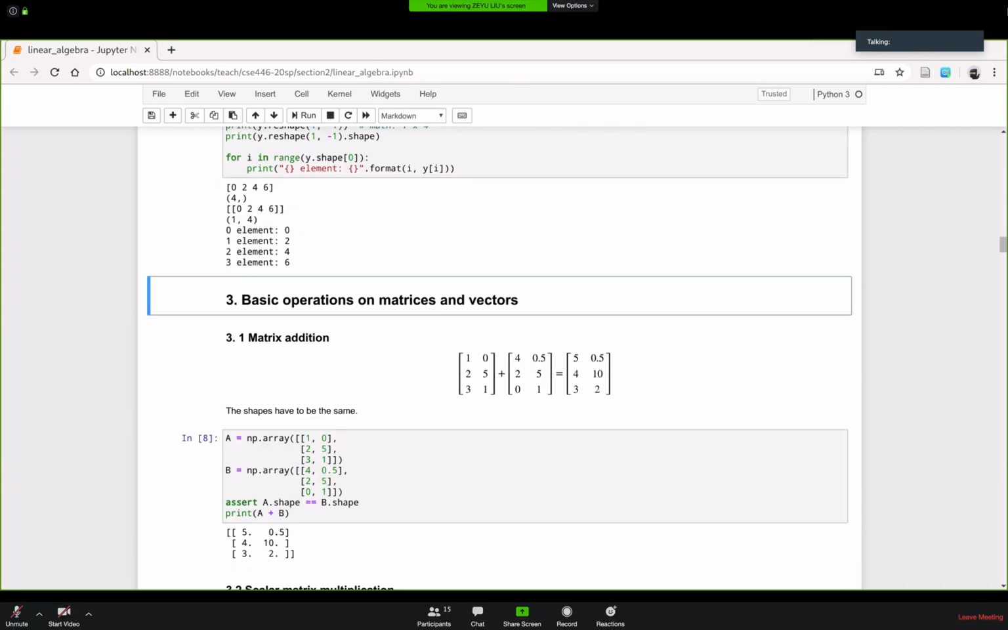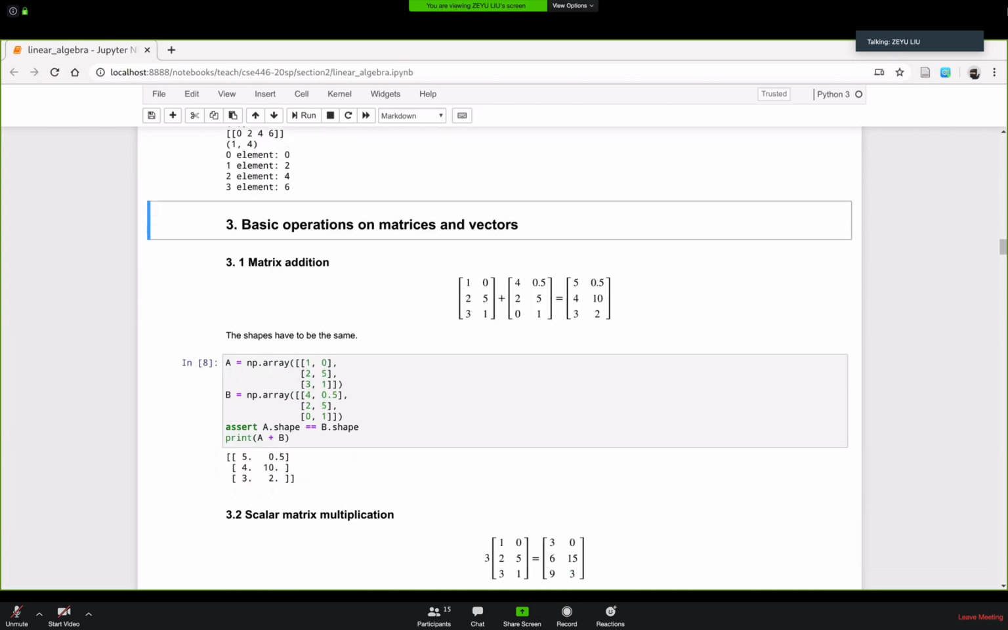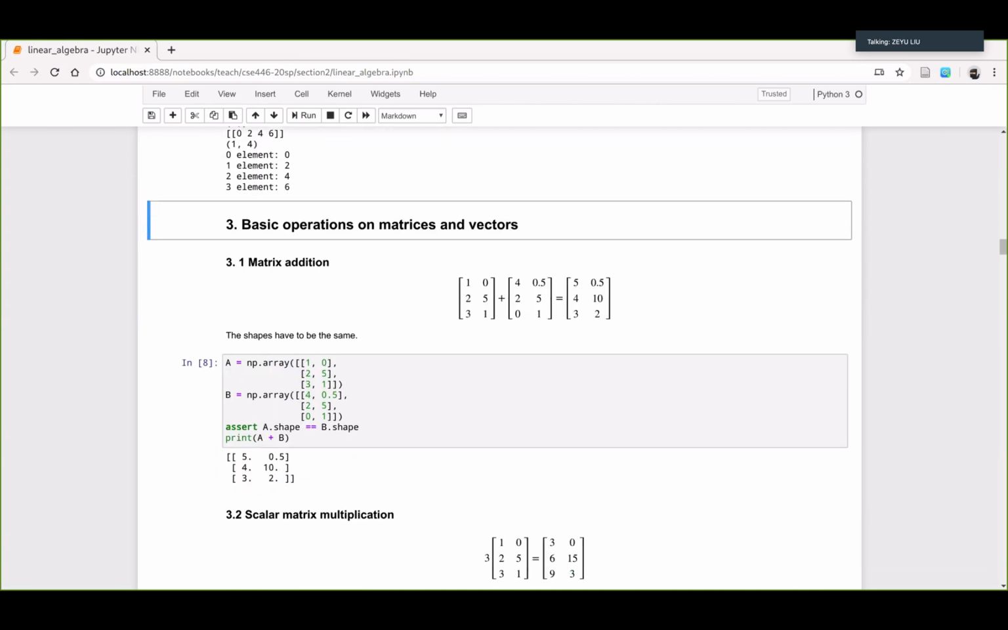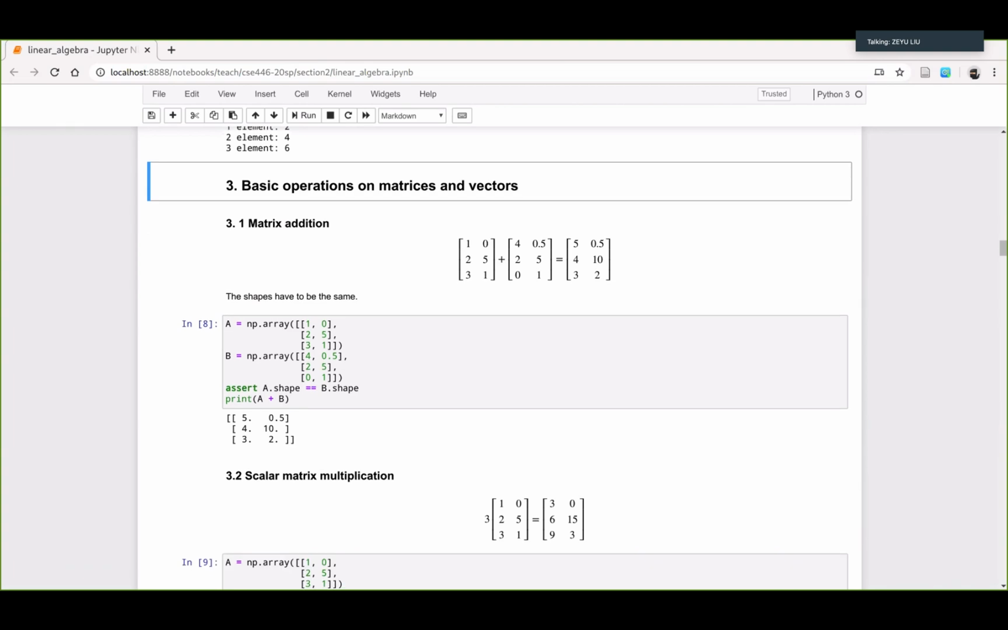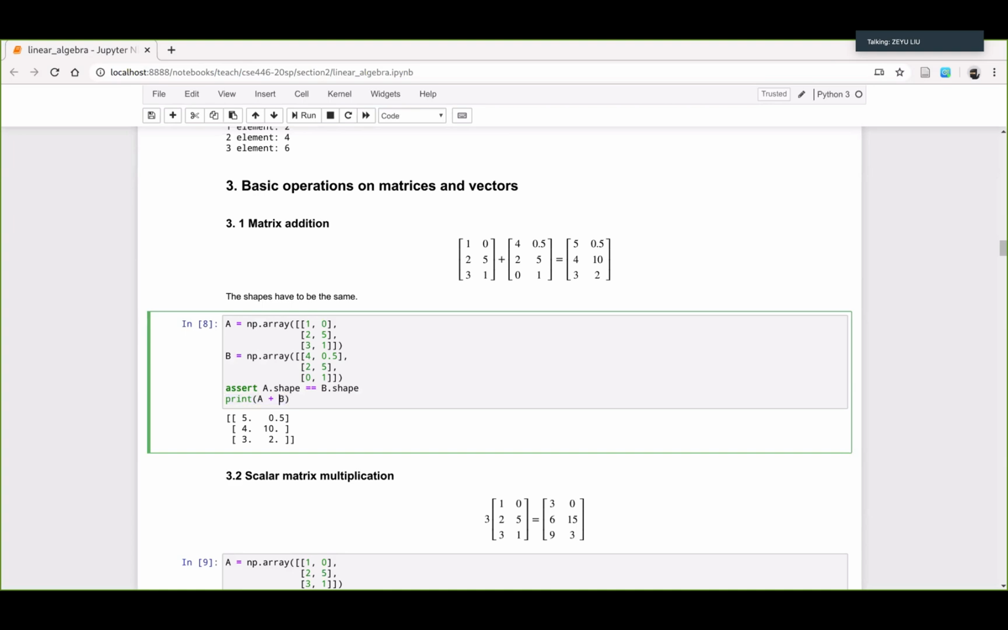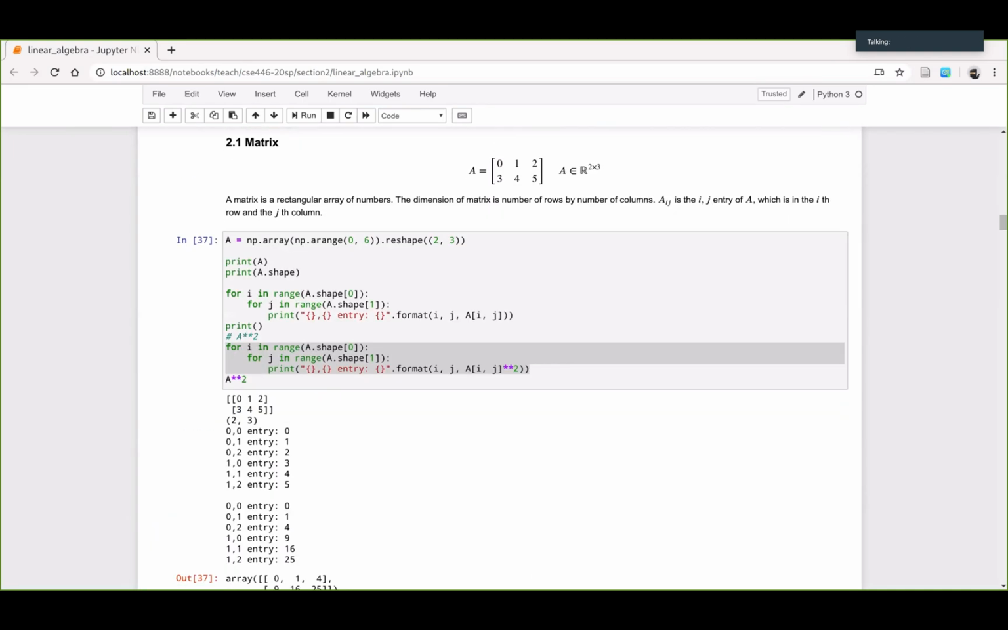I guess that's it. Okay, for matrix addition, this is the part where NumPy gets useful. Otherwise, you've seen this with the power of 2 before. So you can just use the plus operator rather than having, let's say, this.